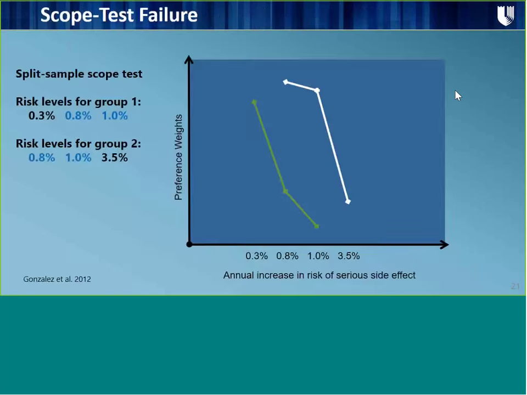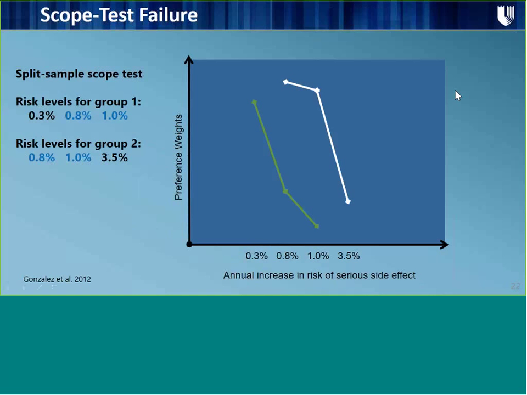All right. There is another kind of validity test that we haven't mentioned in the previous slide called the scope test failure. There's a little historical note here that I was involved in a study in environmental economics, I don't know, 25 or 30 years ago, that established the scope test as a validity standard in stated preference research.